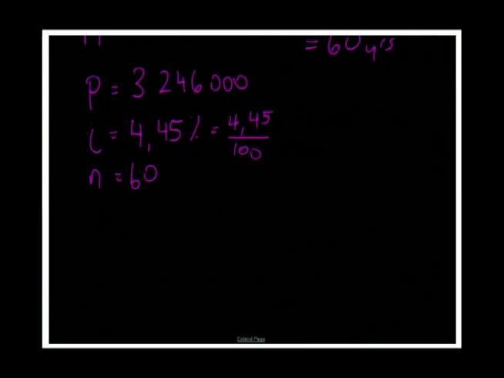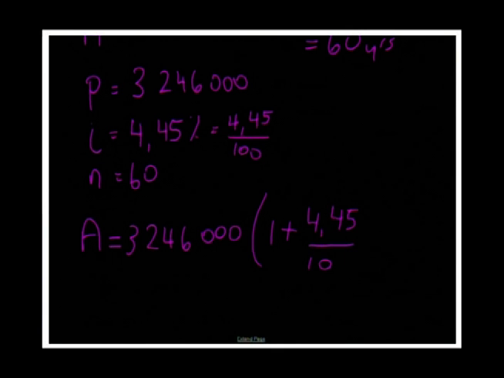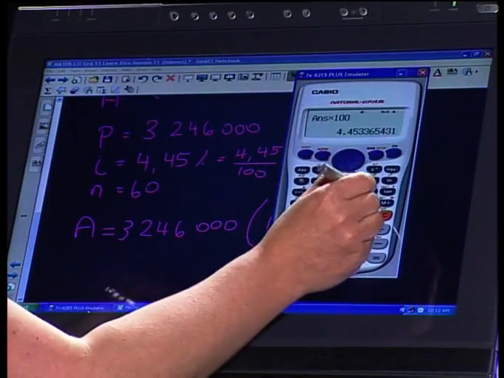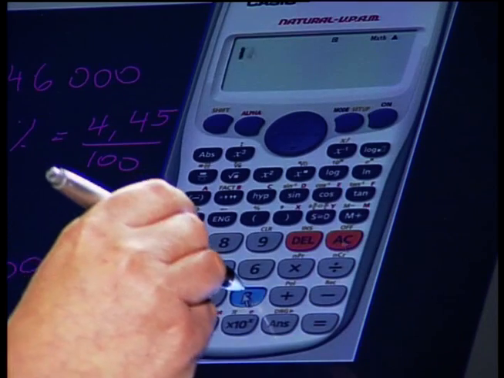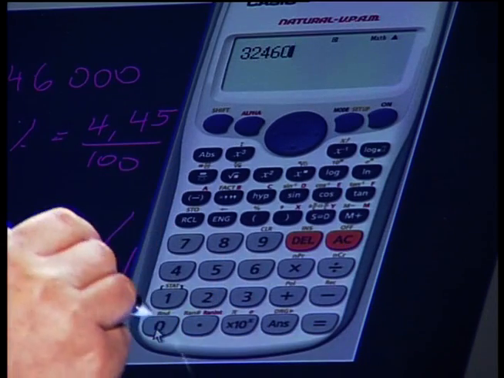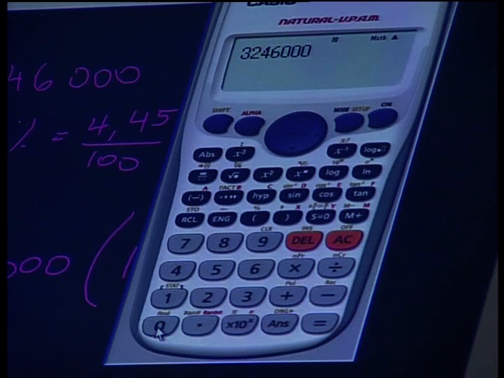Let's find a little bit more space, and we're going to substitute into our formula. We're looking for A is 3,246 and 3 zeros, 1 plus my interest rate of 4,45 over 100 to the power of 60. Remember, it was compounded annually, so I don't have to worry about changing the compound periods or the interest rate. And now take out the calculator. Let's clear that. We've got a 3,246, and be careful when you're typing in these really big numbers.